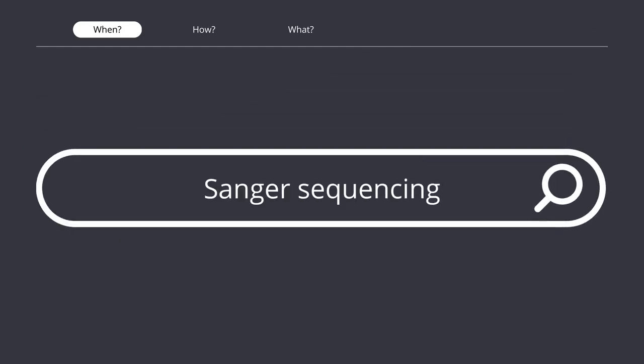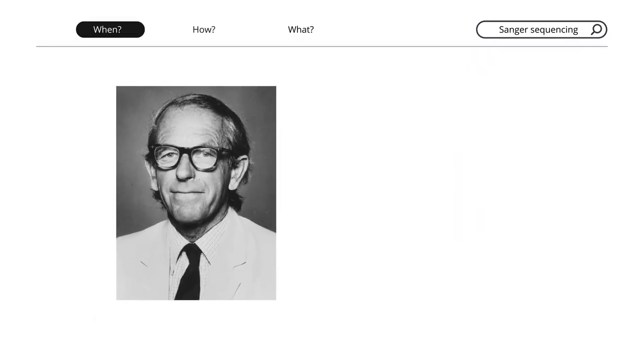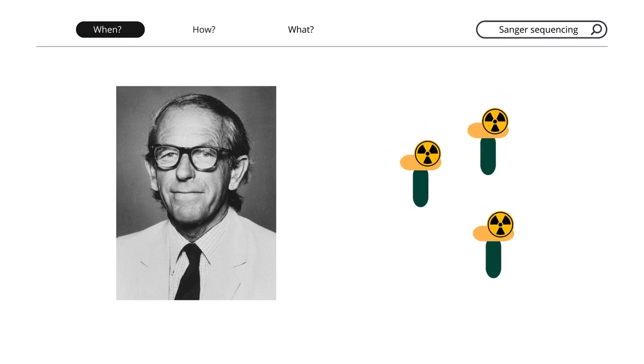Starting with the Sanger sequencing method. This was first developed by Frederick Sanger in 1977. This technique uses radio-labeled special nucleotides that are altered by missing a functional group required for elongating DNA. Here is how it works.